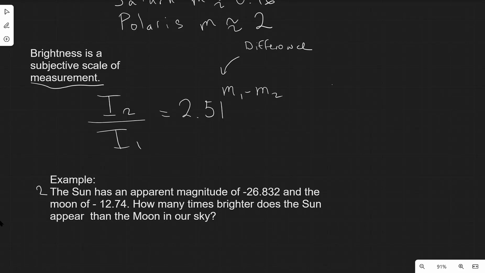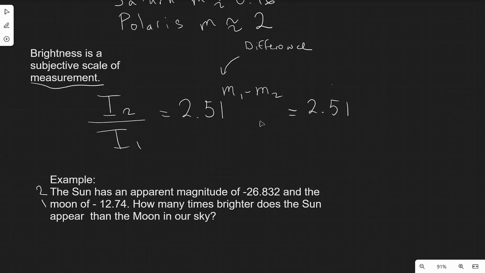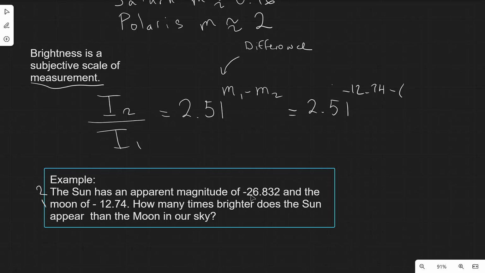So I2 will be the intensity of the Sun, and I1 will be the intensity of the moon. Well, then this equation will tell us that this ratio will be equal to 2.51 raised to the apparent magnitude of the moon, which is -12.74. Then we're going to take away a negative number, which is the apparent magnitude of the sun.